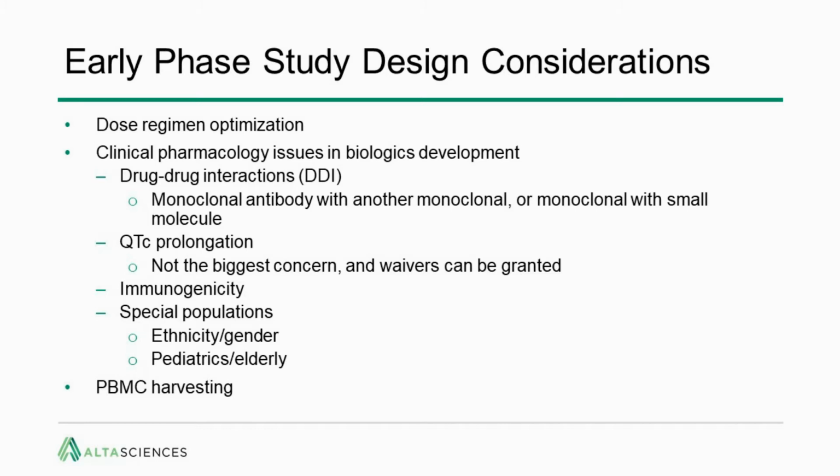The clinical pharmacology issues in biologics development. What are the drug-drug interactions that these biologics may have with each other? Are monoclonal antibodies going to interact with other monoclonal antibodies or any of these other biologics? Or biologics interacting with small molecules? What does that look like? How does that affect the PK, the PD data, and the bioanalysis that will be generated from this type of study?